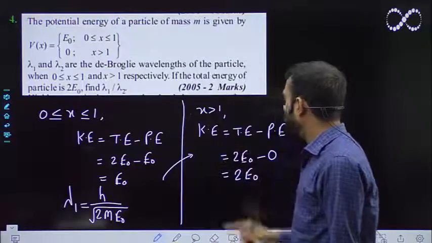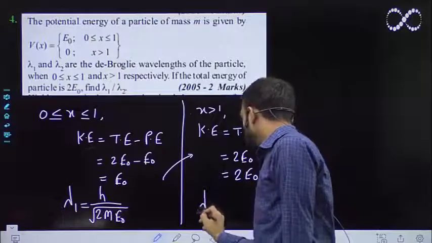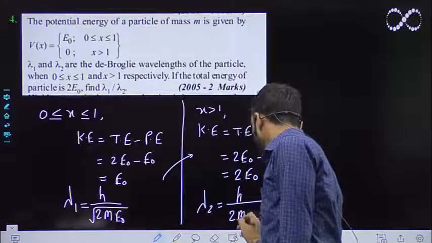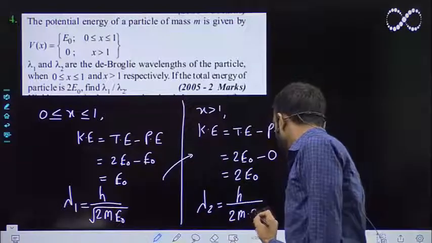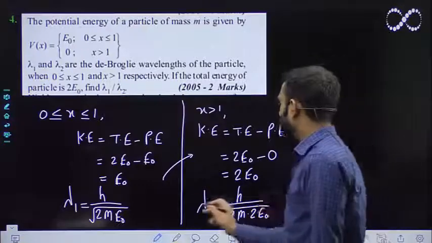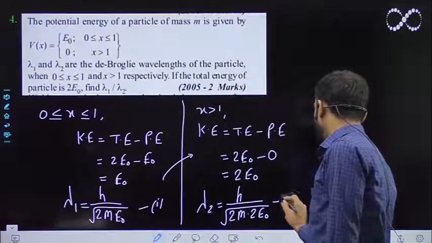All right, so the kinetic energy I know now. So the wavelength lambda 2 will be equal to h upon root of 2m, and the kinetic energy is 2 E naught, so h upon root of 2m into 2 E naught. Let us call this equation 1, and this equation 2.